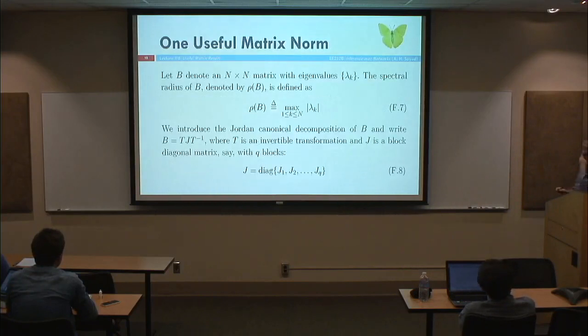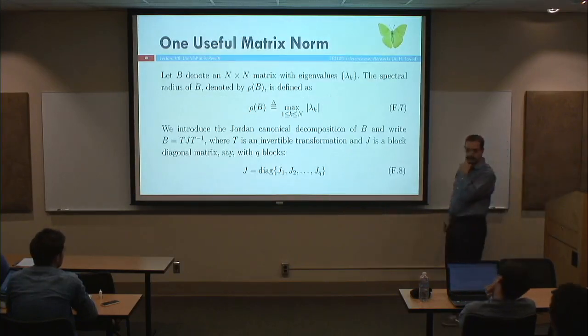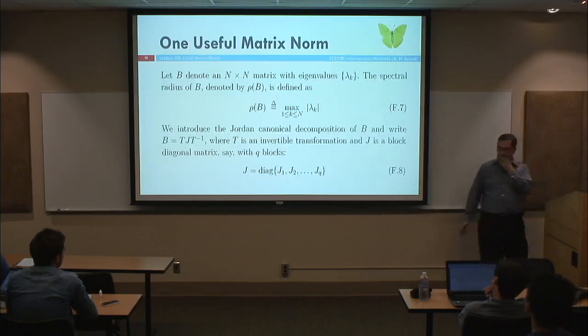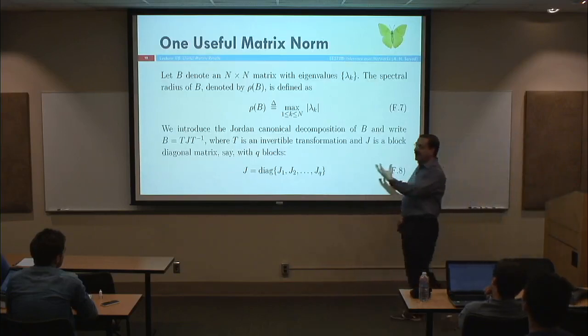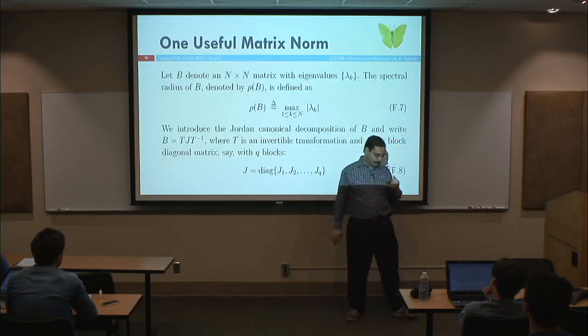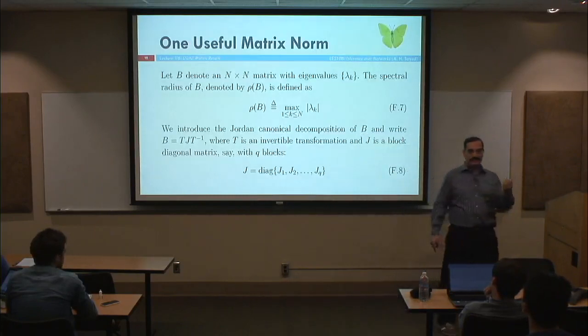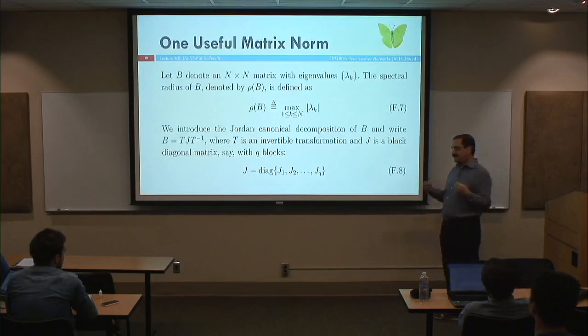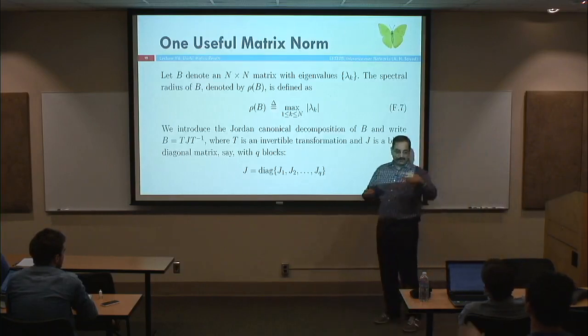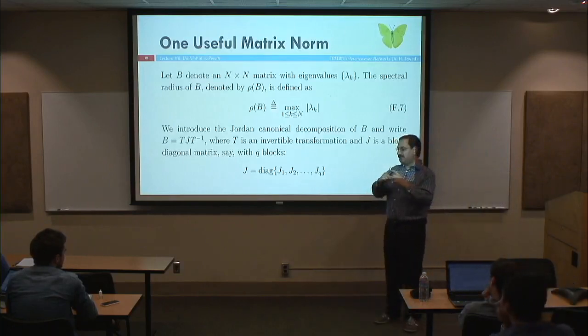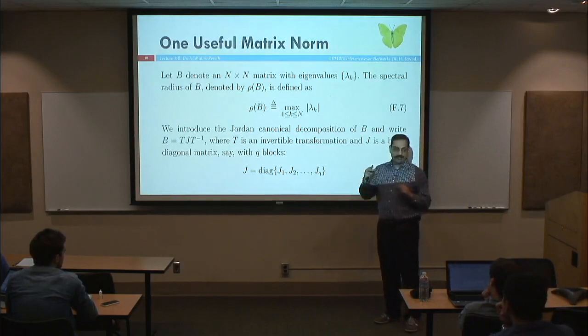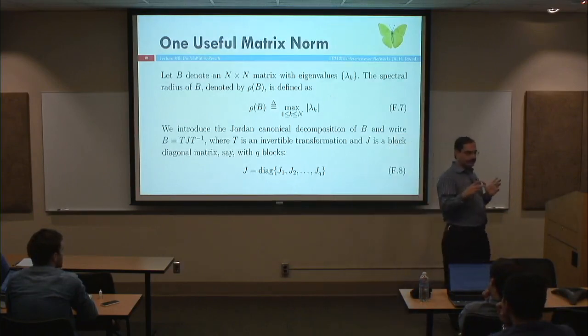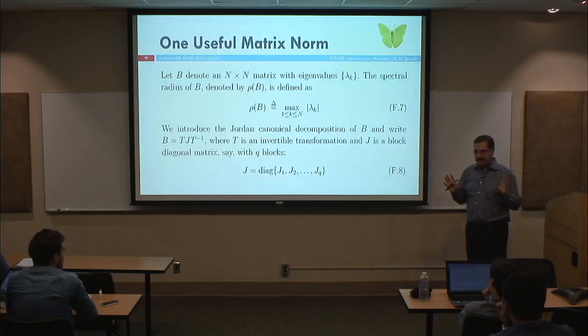Now, another useful result is the following. Assume I have a matrix B, and assume I tell you this matrix is stable. In discrete time, a stable matrix means all the eigenvalues are inside the unit disk, magnitude less than 1. Okay? You understand what I'm saying?